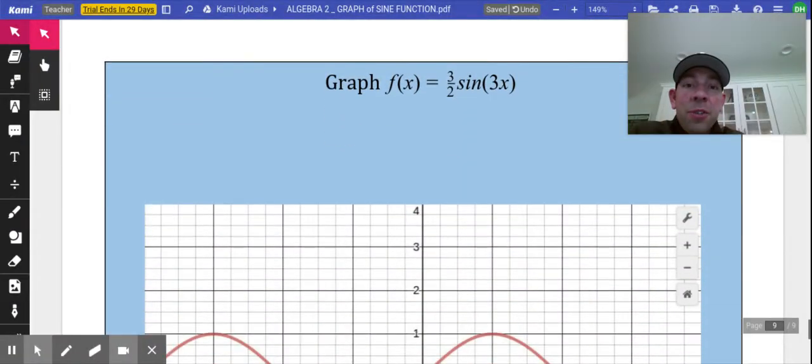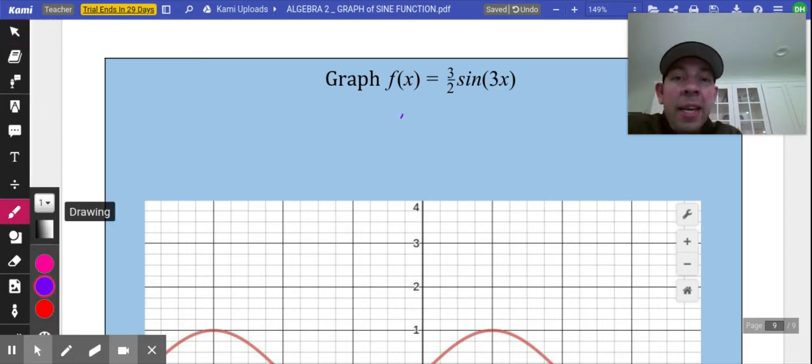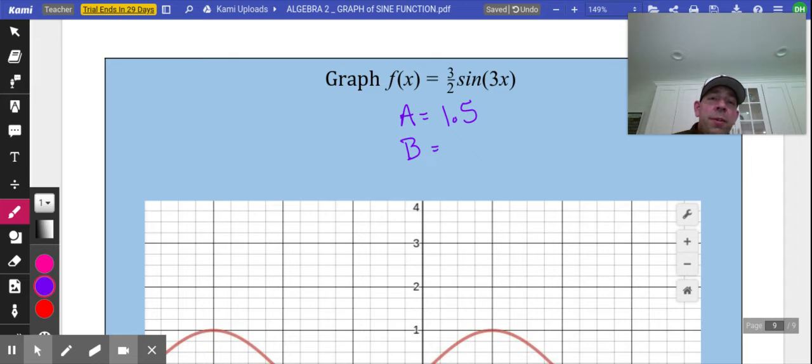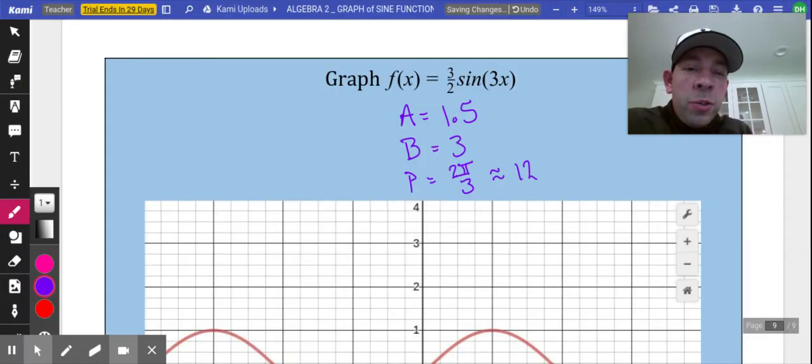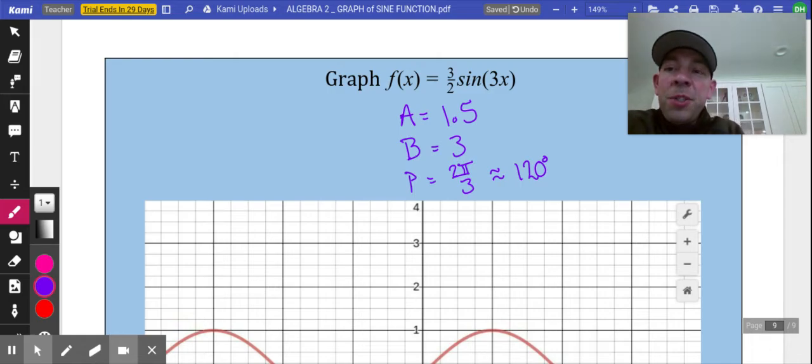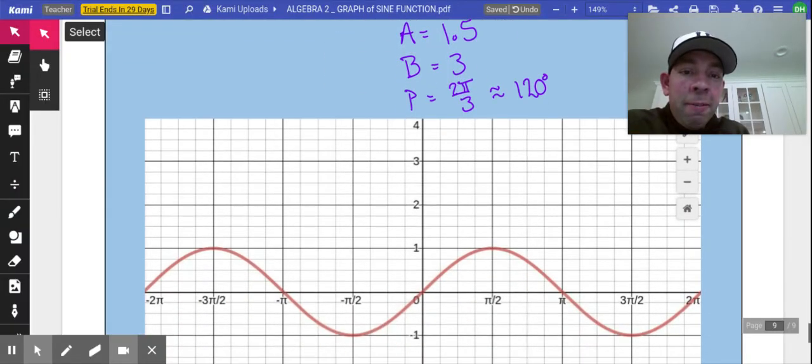All right, so last one here. We've got an amplitude of about 1.5 or 3/2. Your frequency, this is a very tough one. I think if the frequency is an even number, like 2 or 4 or 6, it's more manageable. Once it becomes an odd number, it gets harder. And the period is going to be 2 pi over 3. Now, just as a ballpark reference point, that 2 pi over 3 is about 120 degrees. So it kind of helps you figure out where that fits in on the graph.